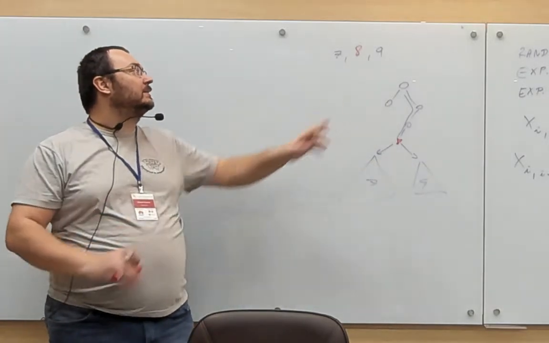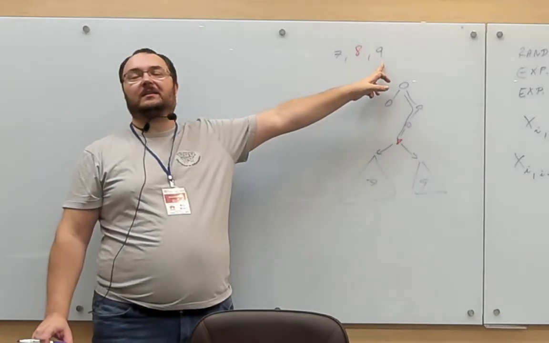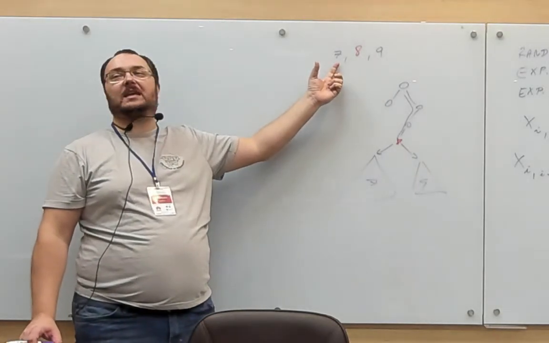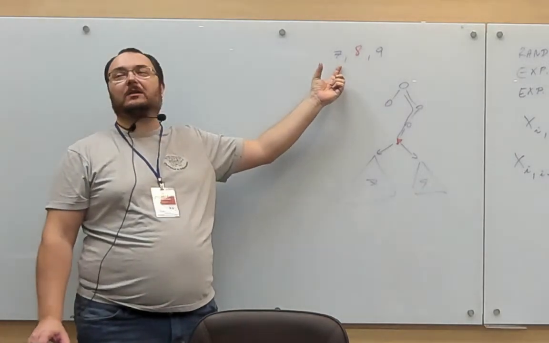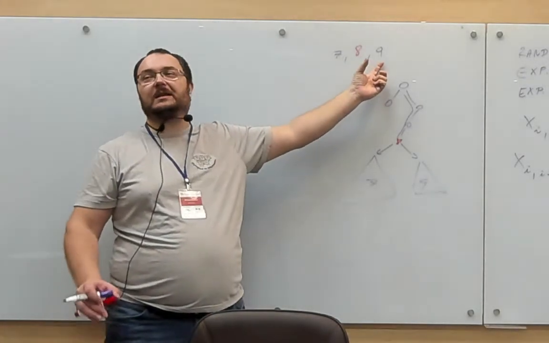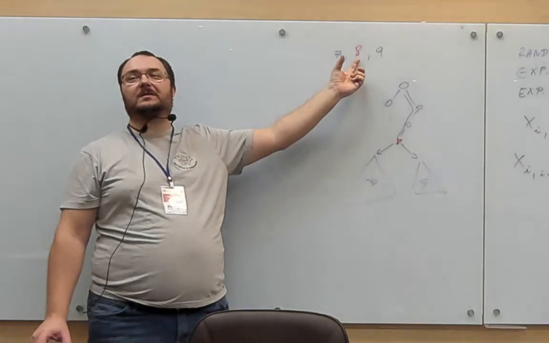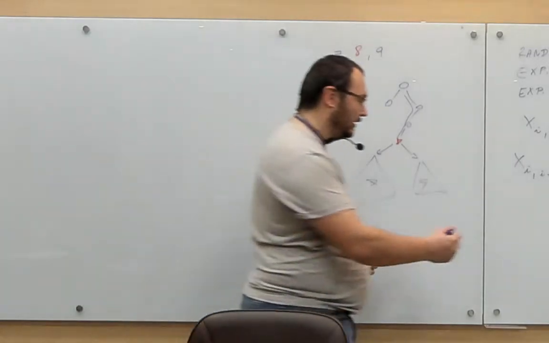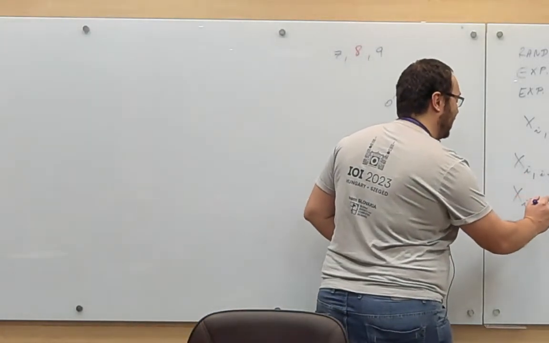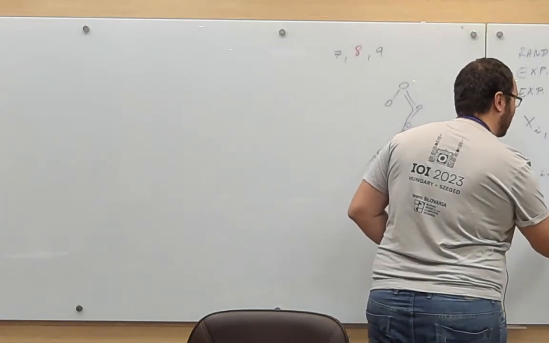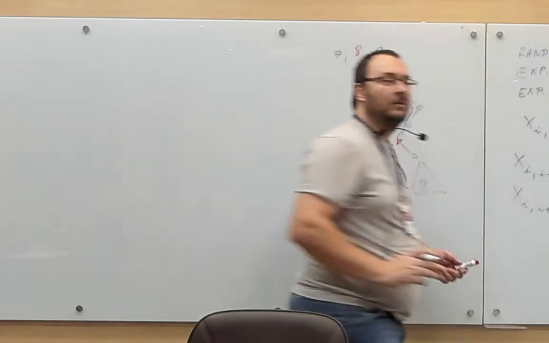So the probability that 7 and 9 will be compared is 2/3. So if we insert 7 first out of those three, they will get compared. If we insert 9 first, they will get compared. But if we insert 8 first, they will not get compared. So the probability that x_i and x_{i+2} get compared is 2/3.